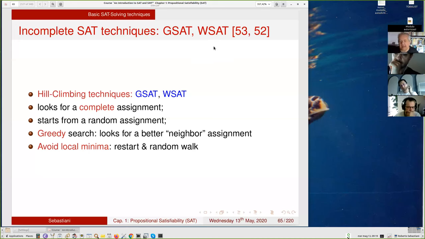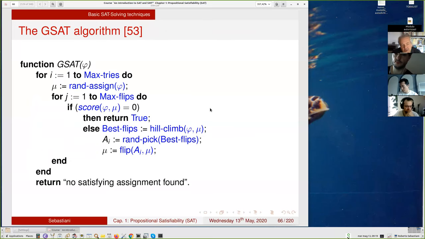I don't know whether you have seen anything like that in greedy algorithms, but the typical problem of this kind of technique is getting stuck in local minima, and to avoid that you insert some random component. I will go through them very quickly. The first one was the GSAT algorithm. It was proposed in 1992 by Selman and Kautz. This is a very, very simple algorithm.